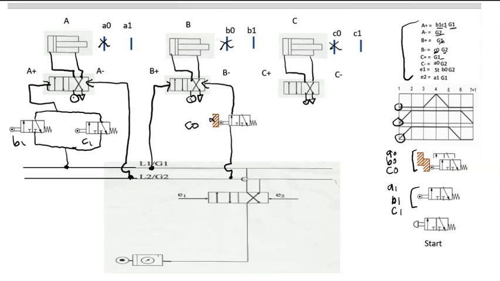And we're going to do the C plus. C plus is G1, direct to G1. And then the C minus, we're going to have A0. So A0 is the touch limit switch. So we're going to use the left side. So the left side going to G2. Don't forget the loop.